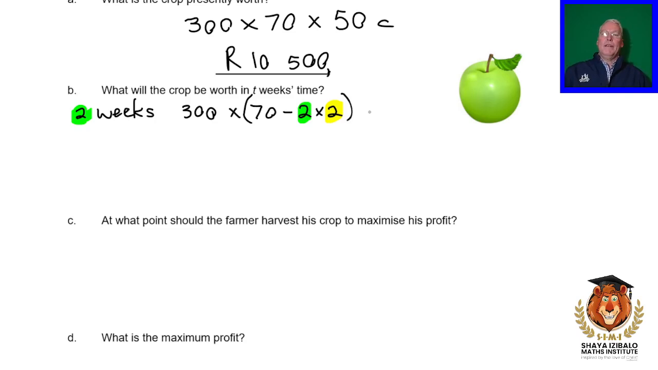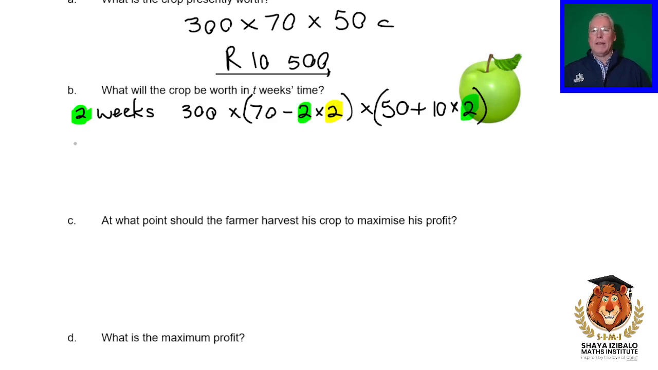Okay, the price is going to go up. The price will be 50 plus 10 cents times 2. And that 2, again, means the price will actually be 70 cents per apple. That 2 is this 2 over here. 2 weeks.